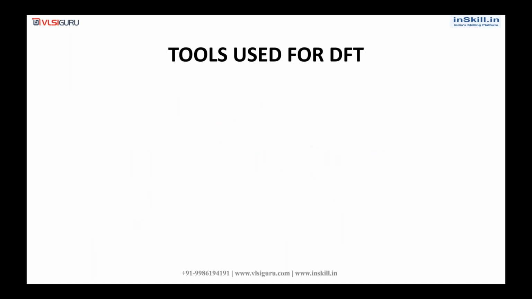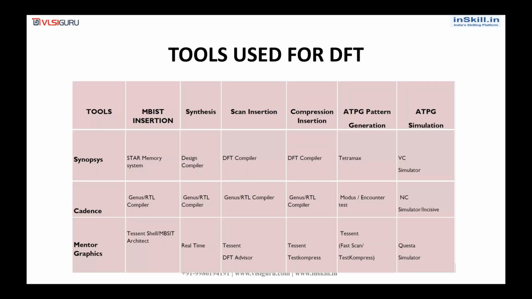And tools used for DFT. So for performing DFT, you'll be having all these tools. Synopsys, Cadence, and Mentor Graphics tools are used. In our course, we are going to make use of these Mentor Graphics tools. For MBIST, we are going to make use of Tessent MBIST. For scan, we are going to make use of Tessent Scan. For scan compression, we are going to make use of Tessent TestKompress. For ATPG also, we are going to make use of Tessent TestKompress. For simulations, we are going to make use of Questa Sim.